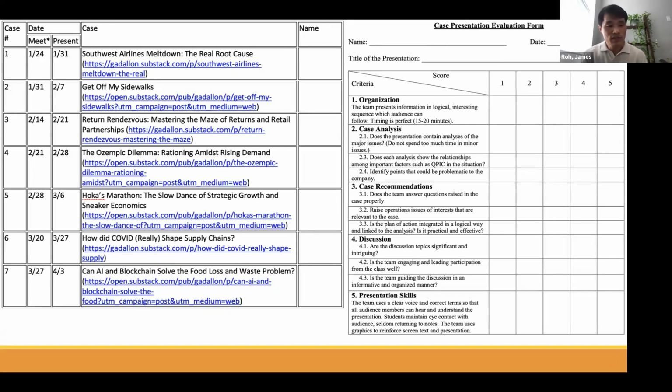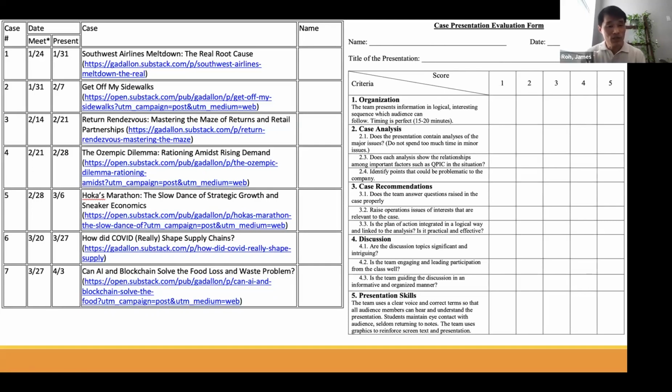And here are the 7 cases that I made. The first one is Southwest airline meltdown, the real root cause. And the second one is Get Off My Sidewalks. This is about AI robots. And the third one is Return Rendezvous, mastering the maze of returns and retail partnerships, because many businesses are struggling with returns, and Amazon is doing the same thing. So how do they manage this reverse logistics?